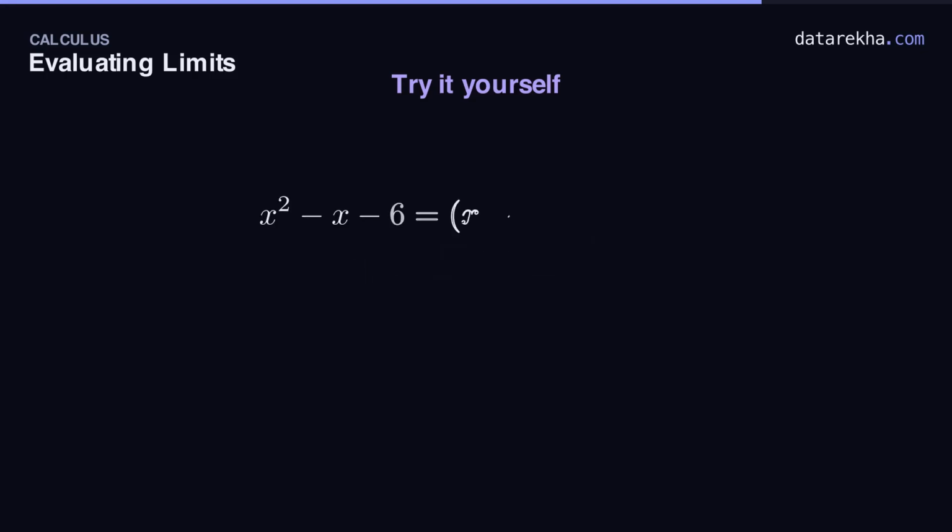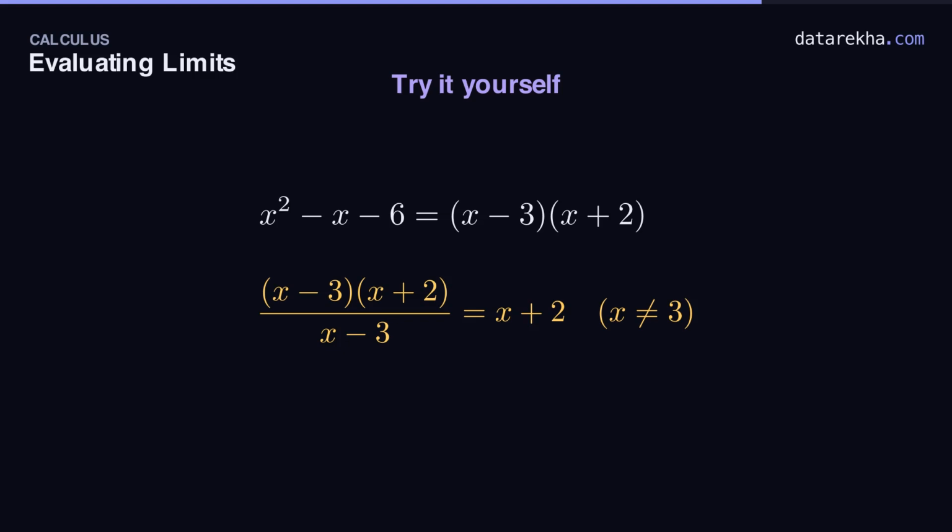It's a polynomial over a polynomial. So tool 1, factor and cancel. The top factors as x minus 3 times x plus 2. Check. They multiply back to x squared minus x minus 6. That x minus 3 cancels against the bottom, leaving x plus 2. Substitute 3. 3 plus 2 is 5. The limit is 5. Spot the shared factor. Cancel it. Substitute. You've got the whole rhythm of this topic.